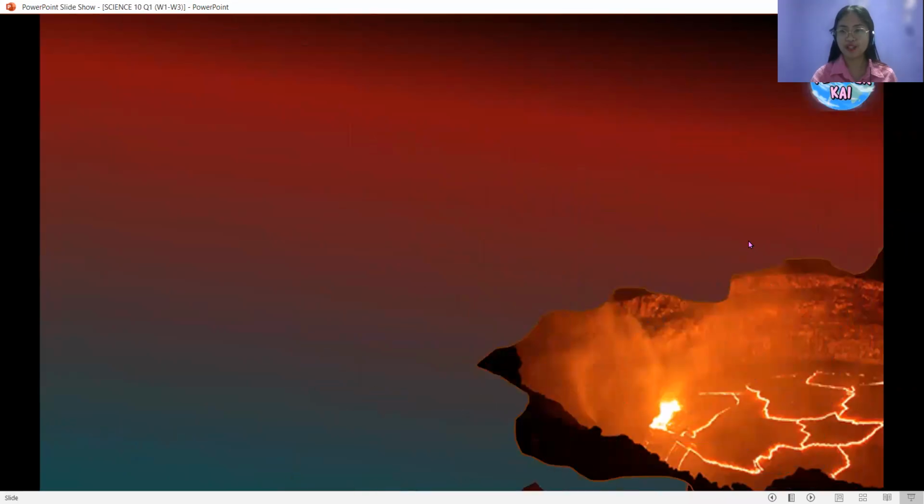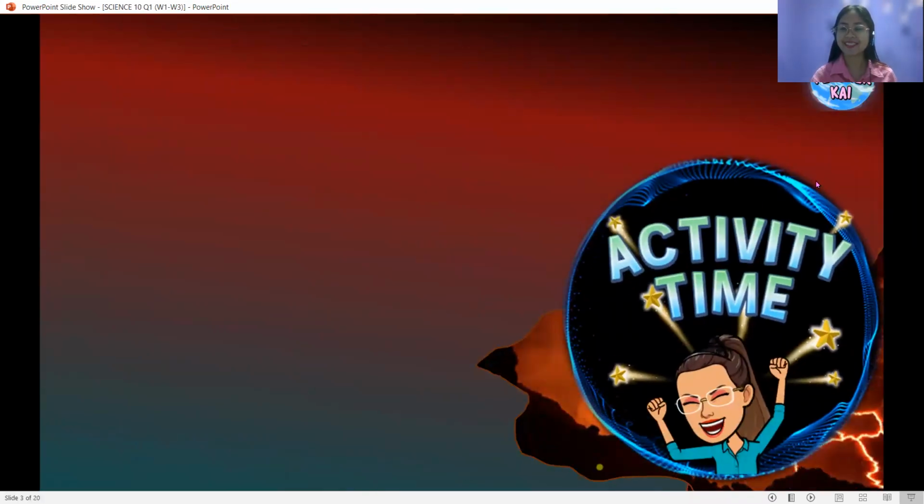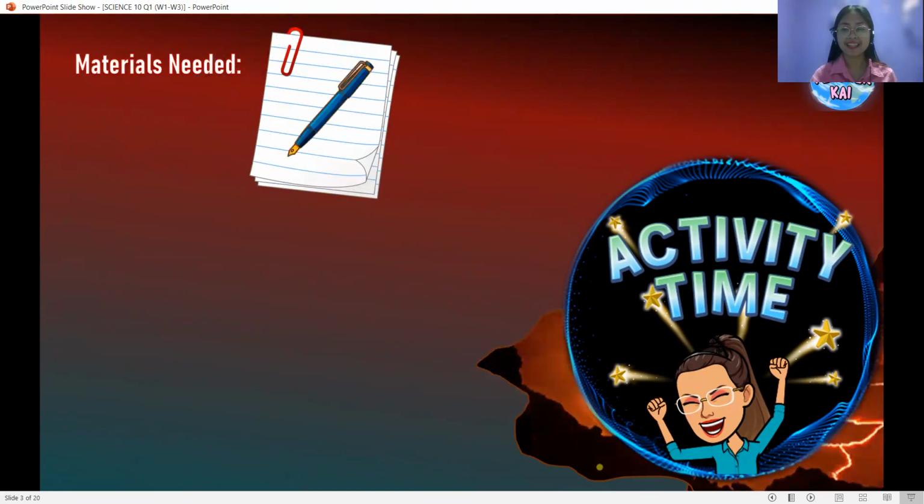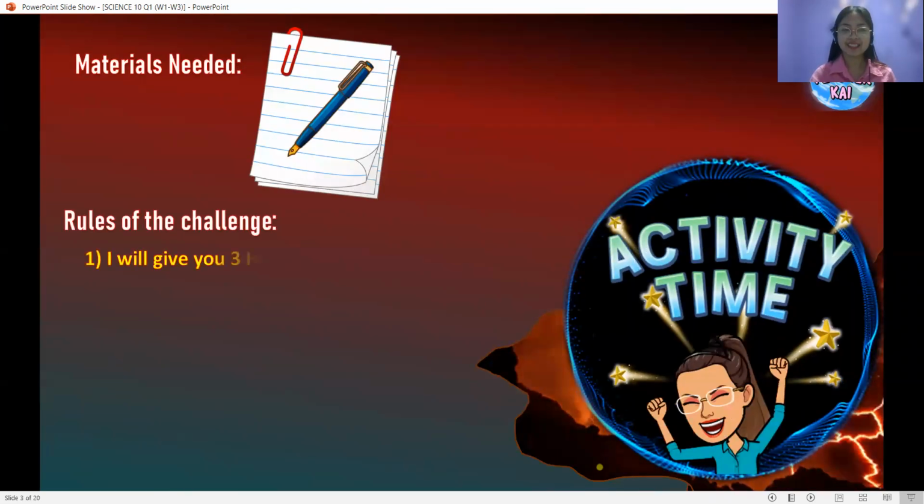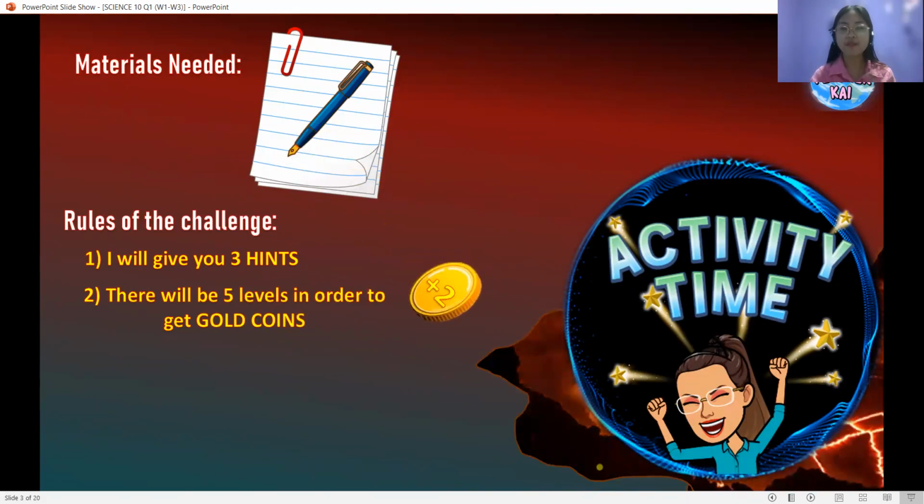I have a challenge for you. It's activity time. So in this activity, we will be needing the materials. And those materials are a piece of paper and a pen. The rules of this challenge, I will give you 3 hints. There will be 5 levels in order for you to get a gold coin. And that gold coin contains 2 points. And that 2 points will go to your participation grade.